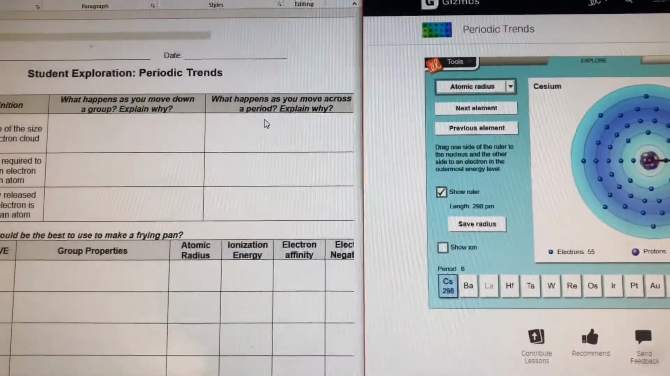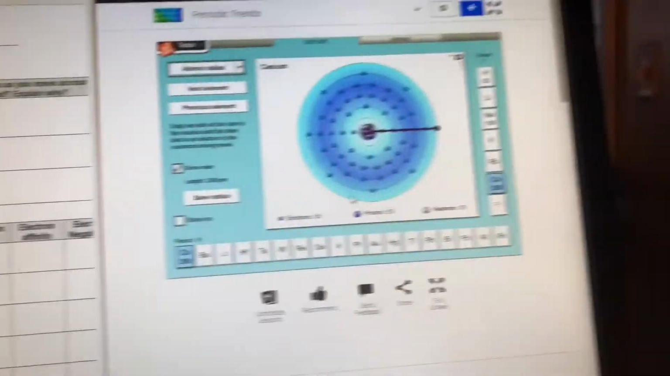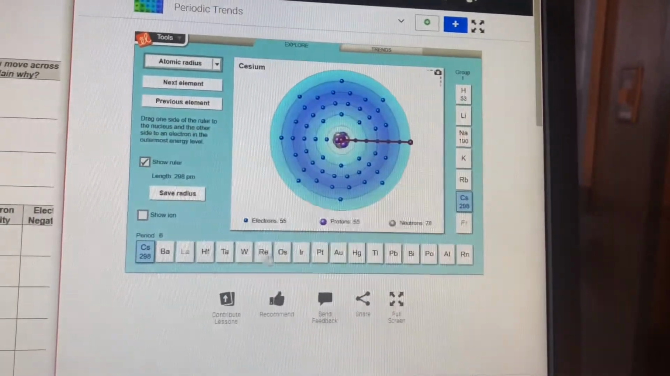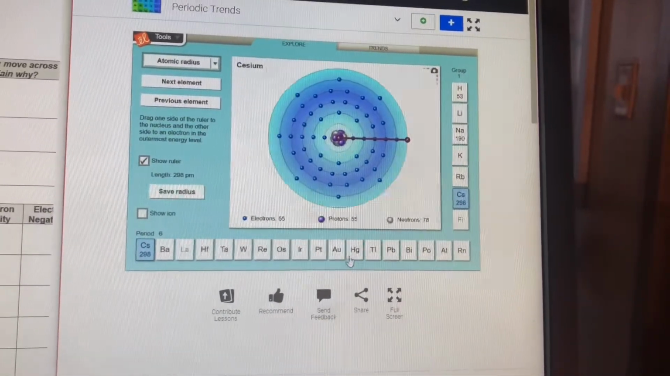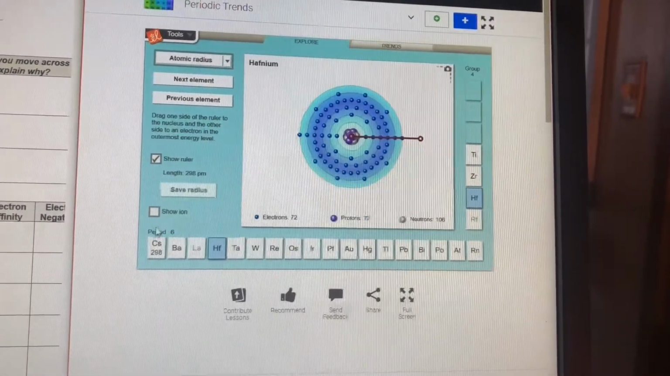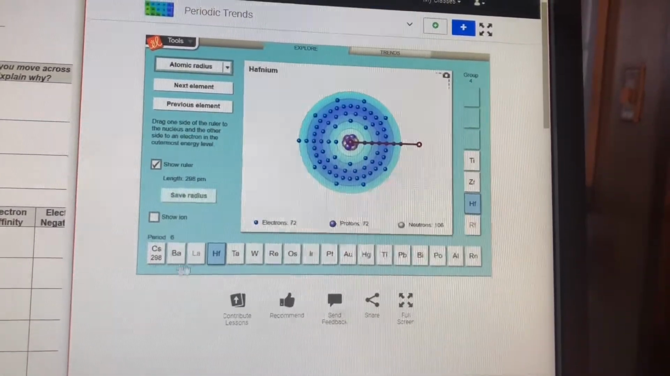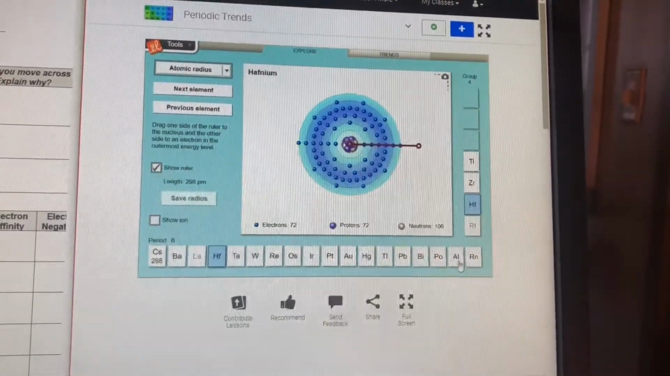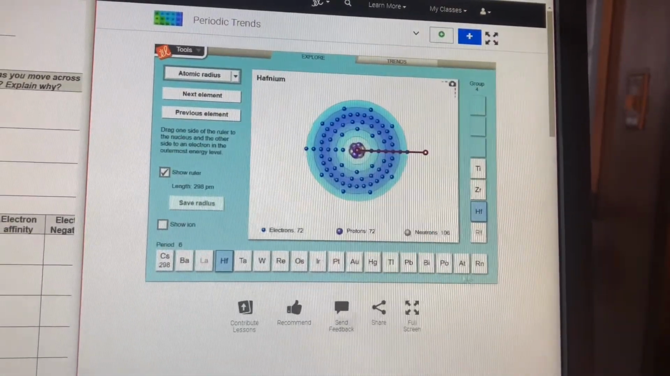The next section asks about a period. So periods are across the periodic table, and the beautiful thing is they're all right here. Okay, so you can just click across and measure the atomic radii. Okay, you're going from the hydrogen side of the periodic table to the helium side of the periodic table. Okay, from left to right.